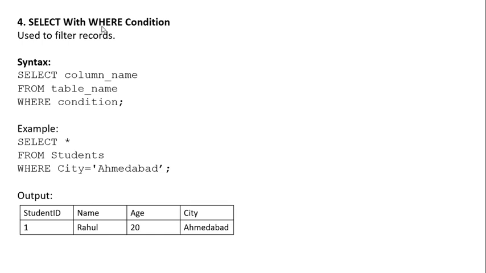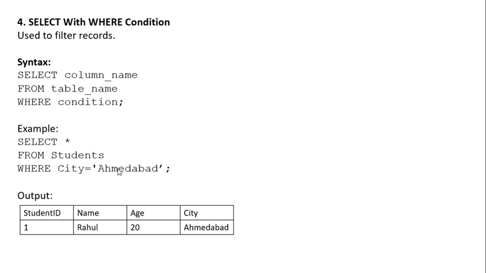Fourth is select with a WHERE condition, used to filter the records. The syntax is SELECT column names FROM table name WHERE condition semicolon. And the example is SELECT * means select all the columns FROM student WHERE city = 'Ahmedabad' with the value inside single quotes, semicolon.